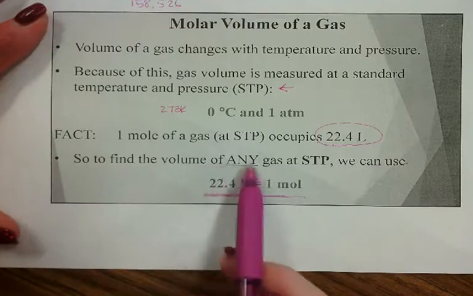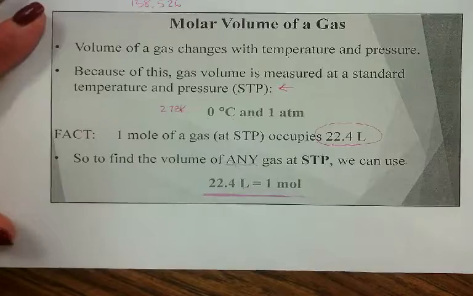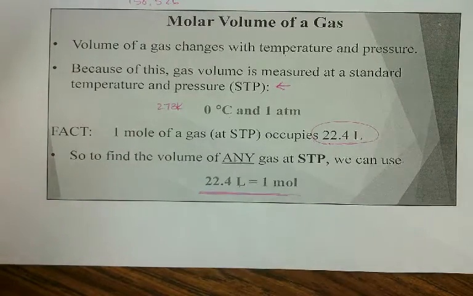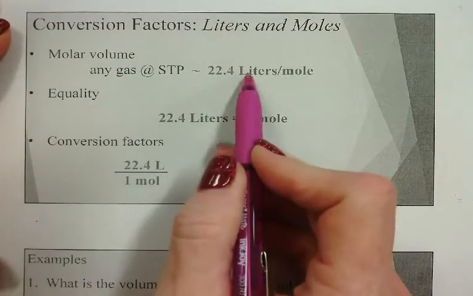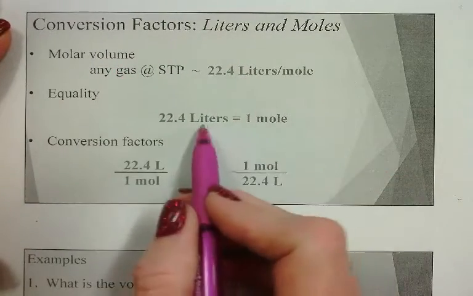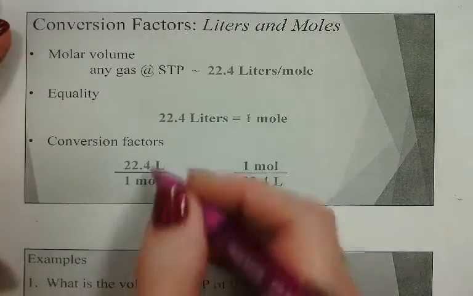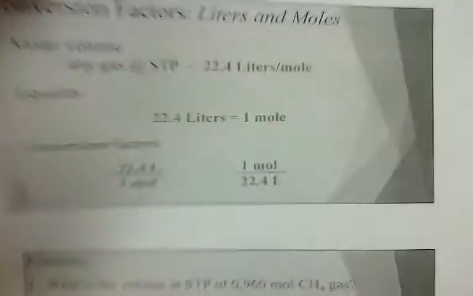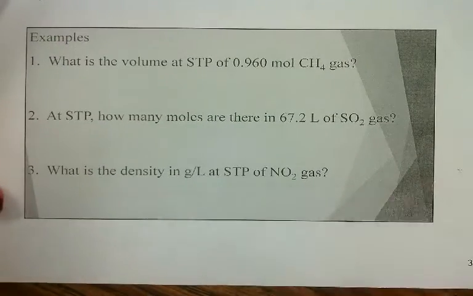So to find the volume of any gas at standard temperature and pressure, we use 1 mole is equal to 22.4 liters. So how do we use that? Well, we use it basically the same. Molar volume is about 22.4 liters per mole. This is the equality that we're going to use: 22.4 liters is equal to 1 mole. And remember, you can use that conversion factor however you need it. It just depends on what you're doing. So let's try these here.